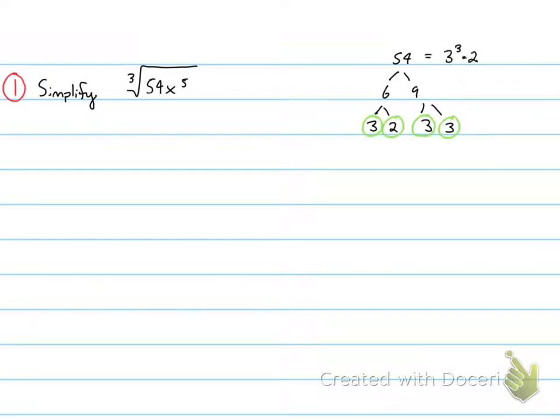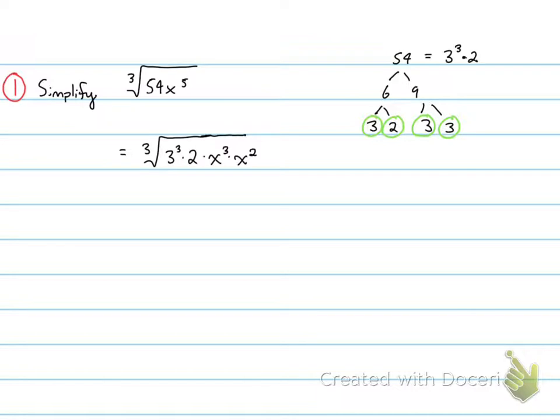So 54 can be rewritten as 3 cubed times 2. Now I can see the perfect cube that pulls out. So I'll rewrite my constant number like that. Now I got to deal with the x to the 5th power. Dealing with these is a little bit more simple. I'm literally just going to split x to the 5th into x to the 3rd and x to the 2nd, like that, and then the x to the 3rd will just pull out.